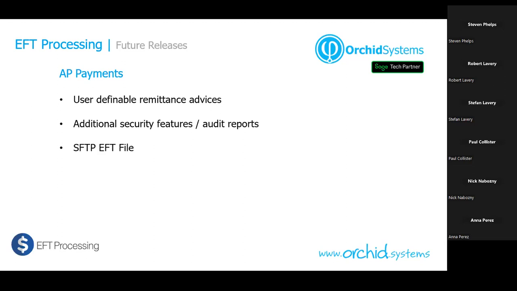I mentioned the SFTP, where we automatically upload to the bank website. Currently, what you have to do in Intacct is download the file and then upload it to the bank, whereas in 300, we can go directly to the bank if we want to. That's something that we expect to release in the June timeframe.